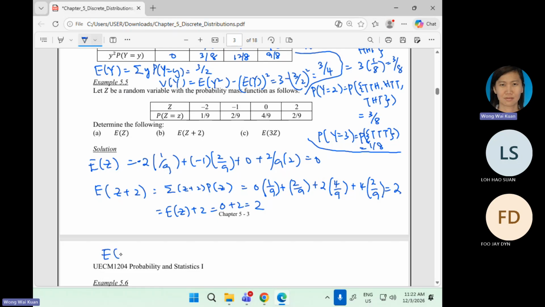Okay? Then what about E(3Z)? From here, you know it should be 0, right? But we also know that this is supposed to be 3Z times the probability of Z. So 3Z is negative 6 times 1 over 9. Then plus negative 3 times 2 over 9. Then 0, because 3 times 0 is still 0, then 3 times 2 is 6, times 2 over 9.